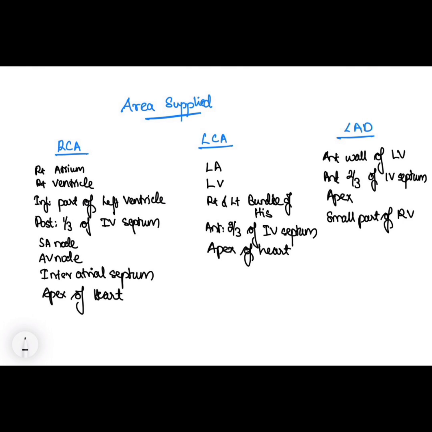The left coronary artery supplies the left atrium, left ventricle, left and right bundle of His, anterior 2/3 of the interventricular septum and apex of the heart. The apex of the heart can also be supplied by the right coronary artery. Areas supplied by the left anterior descending artery are the anterior wall of the left ventricle, anterior 2/3 of the interventricular septum, apex of the heart and small part of the right ventricle.